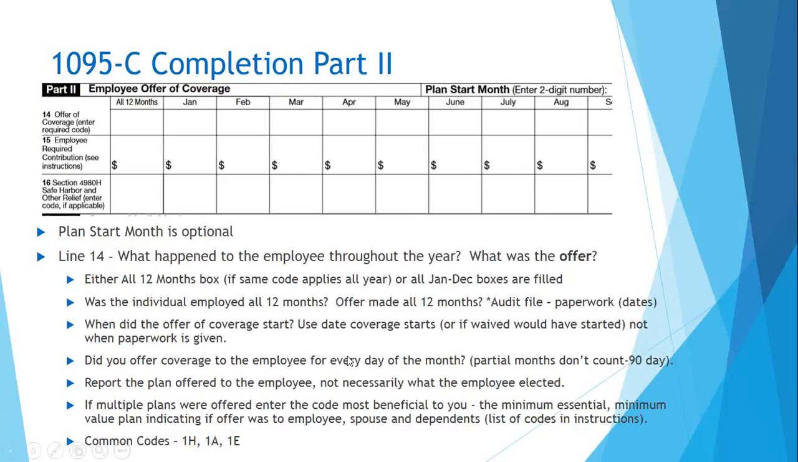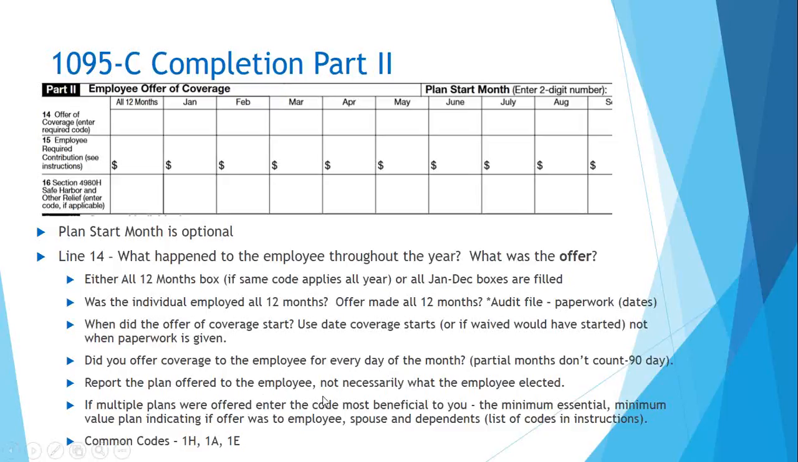So you report the plan that was offered to the employee, not necessarily what the employee elected. Some of the clients I've dealt with have a qualifying plan. So it's minimum value, minimum essential coverage, and it's affordable. And then they have another plan available that's just minimum essential coverage. So what you would put here, even if that employee chose just the minimum essential coverage plan, is the plan that you offered them, which is minimum essential coverage, minimum value, and offered to employees, spouses, and dependents. And in that case, that would be code 1E.